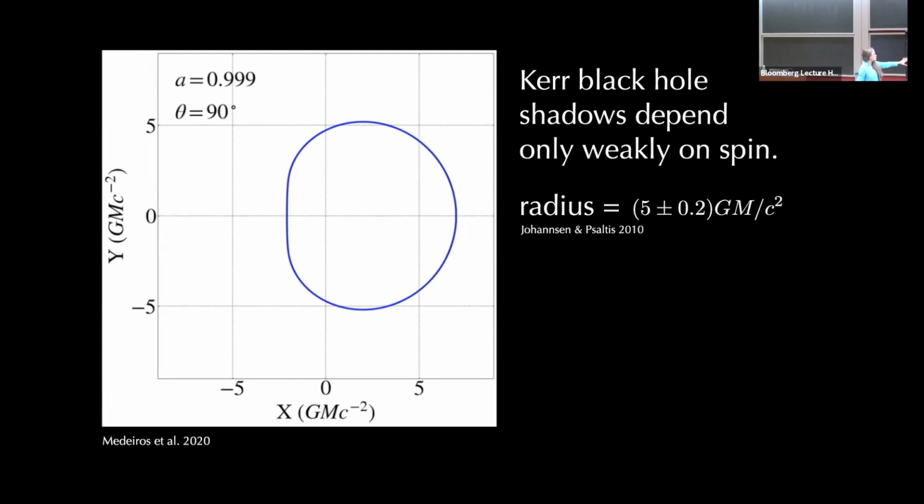And so if we ignore the circularity, but just look at the size, for all inclinations and all black hole spins, the range of sizes for this black hole shadow is between about 4.8 and 5.2 GM over c squared. It's about plus or minus 4%. So it's actually really small compared to the error bounds that we have with the EHT right now.